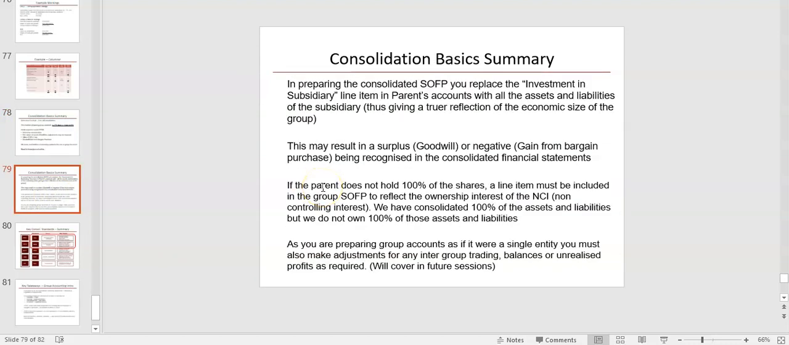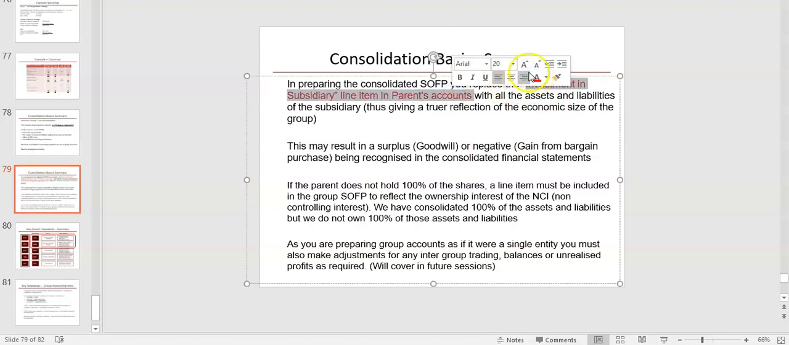All right? So again, we've talked much about that. We won't dwell on it too much, but in preparing, the main adjustment you're going to be looking at is you're going to be taking that investment in subsidiary line in the parent's accounts, and you're going to be offsetting it against the equity and the retained earnings at the date of acquisition. If there's a surplus left over, that's goodwill, it's positive, and it's going to be an asset. If it's a negative, meaning you paid less than what you got, that's going to be a gain from bargain purchase. And that gain from bargain purchase would actually be a profit. It would be a credit and increase retained earnings. So they're treated differently depending on whether it's positive goodwill or whether it's a gain from bargain purchase.